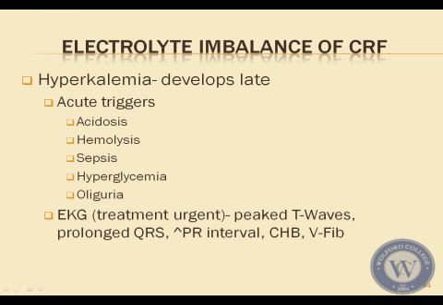Things that can trigger acute events such as hyperkalemia include acidosis, hemolysis, sepsis, hyperglycemia, or oliguria. If you start seeing EKG changes, treatment is considered urgent. Things like peaked T waves, prolonged QRS, an elevated PR interval, and complete heart block and V-fib may ensue. So in these patients, you've got to treat them with dialysis as rapidly as possible, or any other way you can to decrease potassium levels, such as administration of Kayexalate until the patient develops diarrhea.